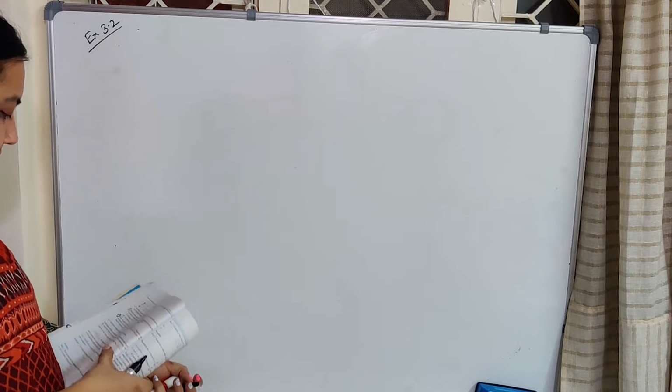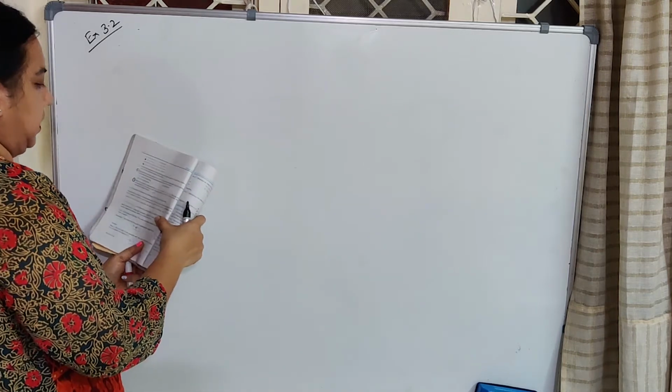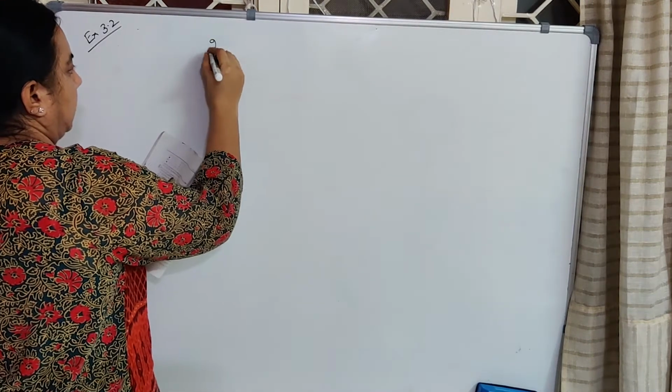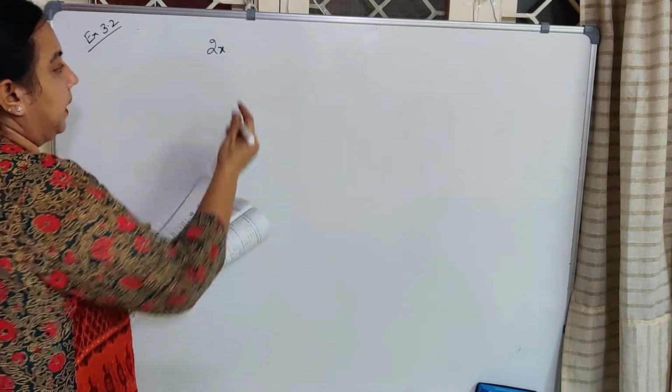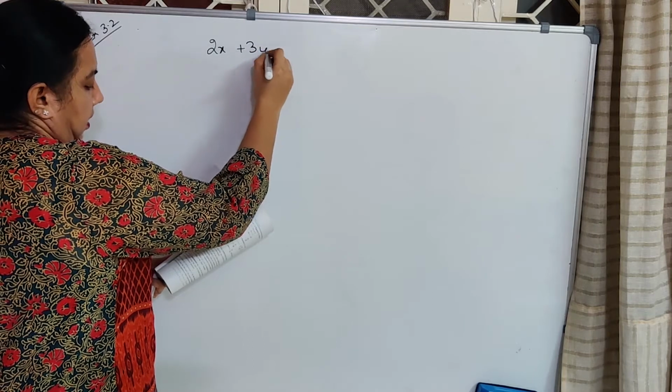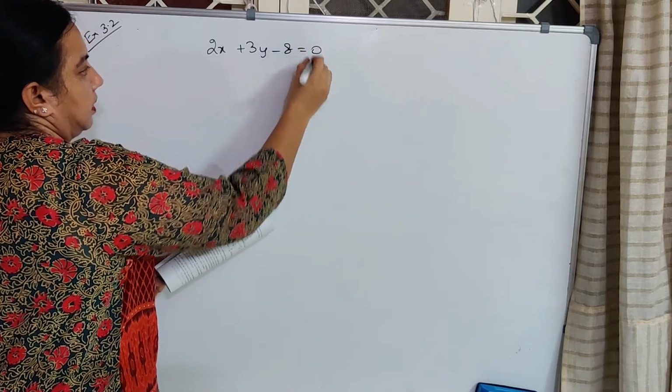Now, they have given you one equation, and you have to make the second equation. 2x plus 3y minus 8 is equal to 0.